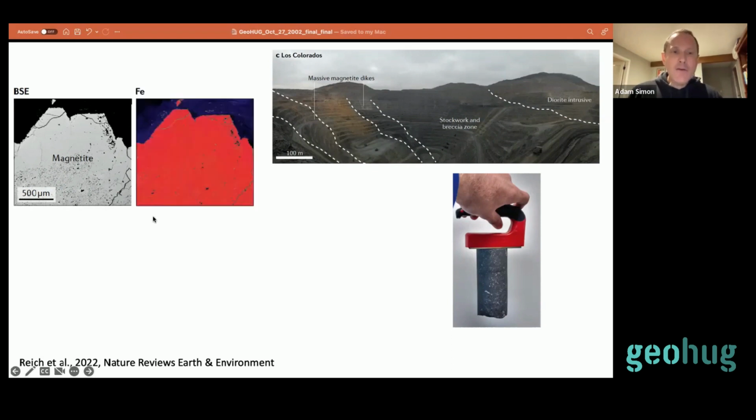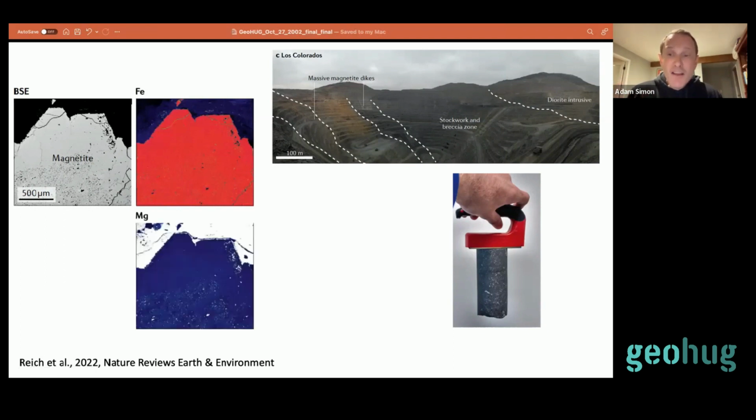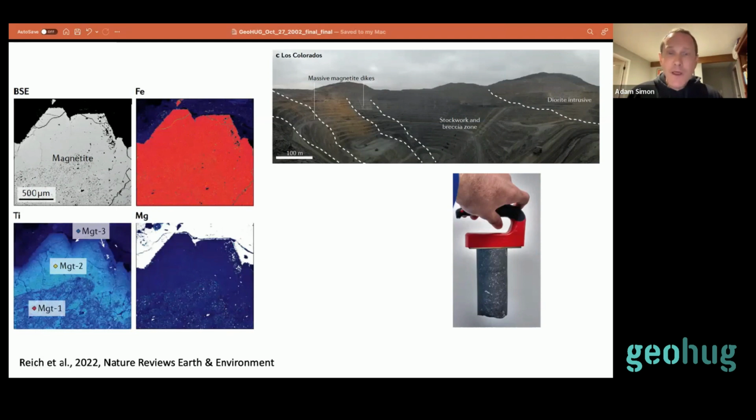If we then look at iron, again, relatively boring, magnesium, relatively boring, but titanium, this is like the Van Gogh of IOA deposits, and nobody can throw tomato paste on this. When you look at titanium maps of magnetite in every single one of these systems, there is always a titanium-rich core of magnetite that is overgrown by a mantle that contains less titanium.